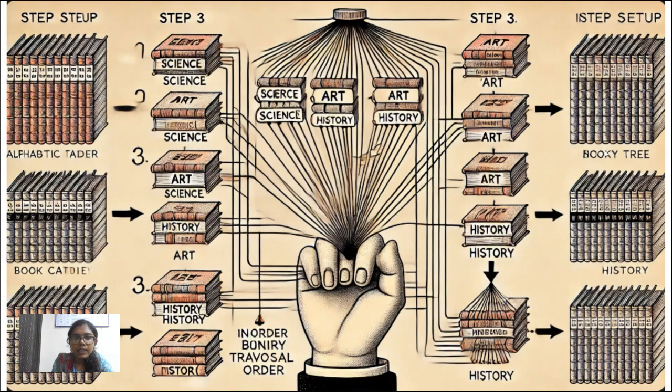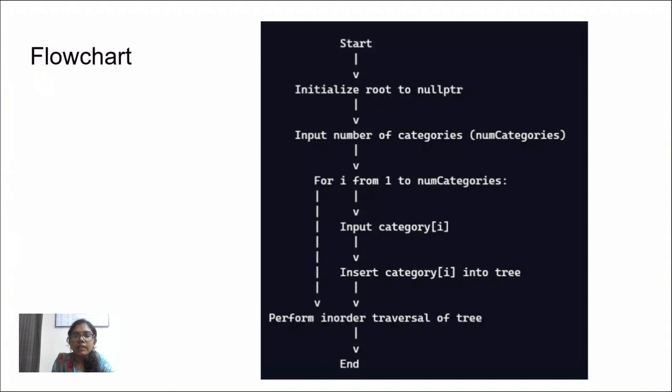It is a pictorial representation, and this is a flow chart in which we first start and then initialize root to a null pointer, and then input the number of categories. We give input by using a for loop from 1 to the total number of categories. We give the input category and then insert those inputs into the tree, and then perform in-order traversal to arrange the categories in ascending order, and then display and end the program.